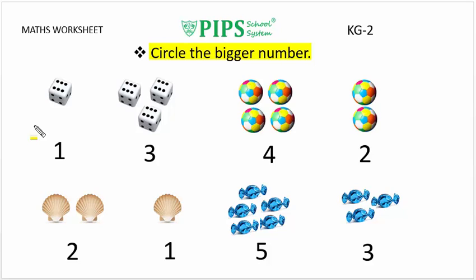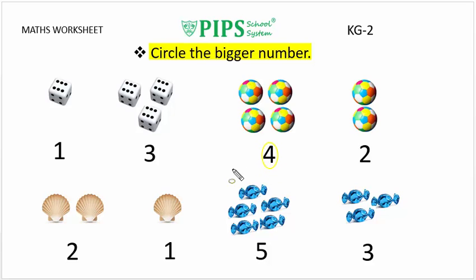Okay students, let's start. The first number is 1. The second number is 3. The third number is 4. And the last number is 2. KG2 students, do you know which one is the bigger number? 4 is the bigger number. Now we will circle the number 4 like this.